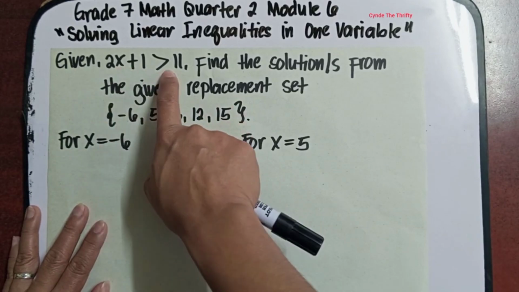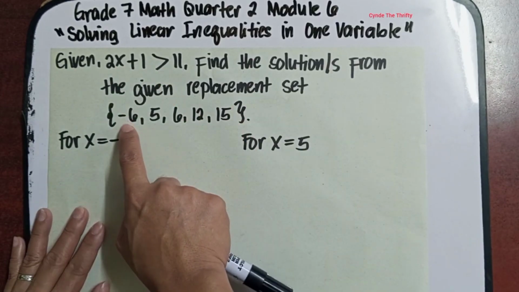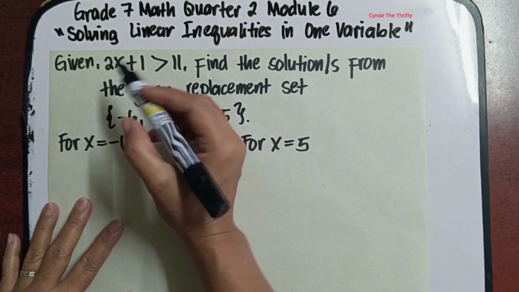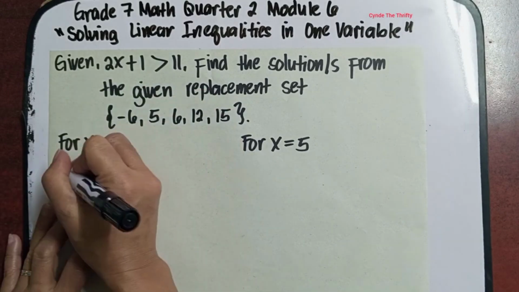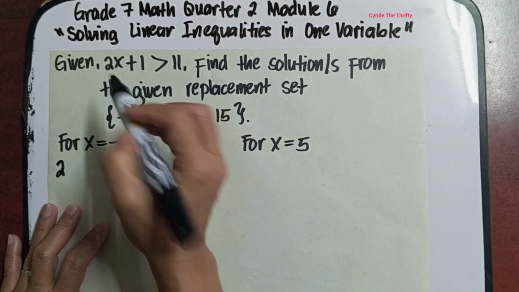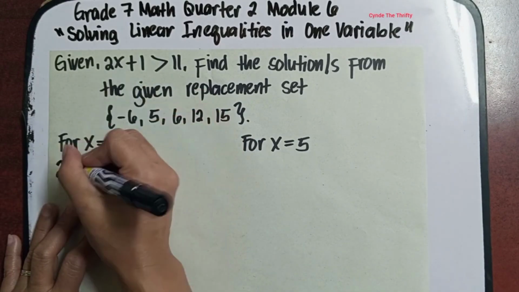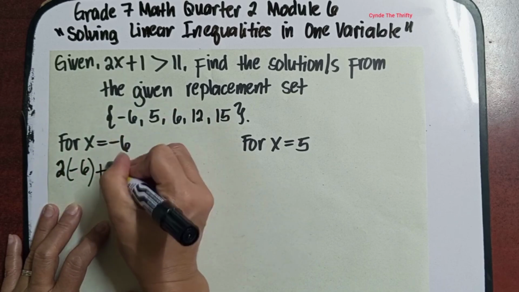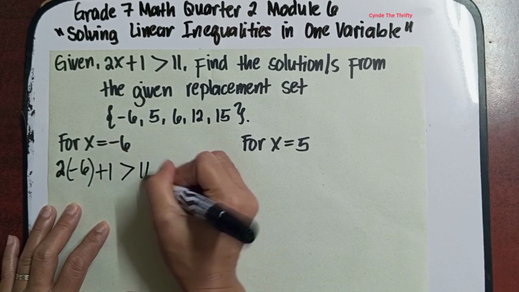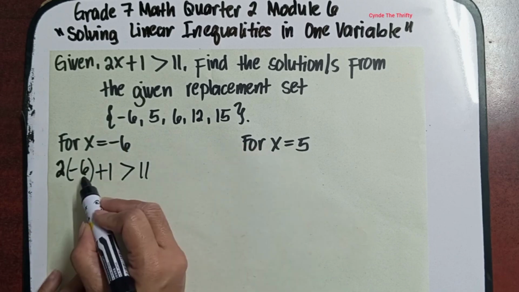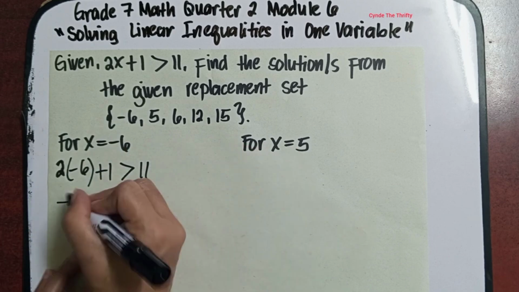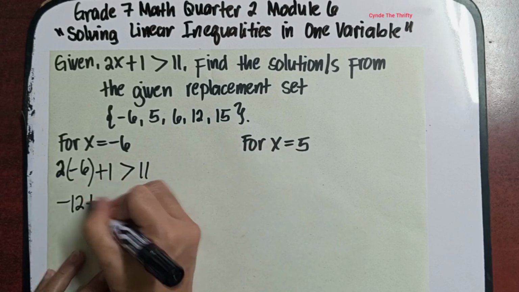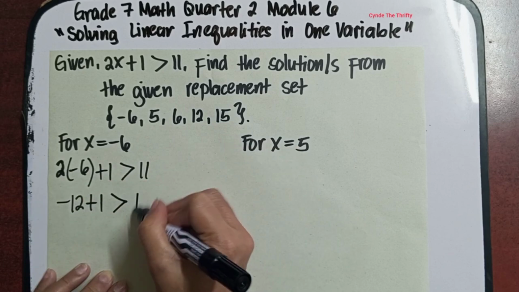ng ating linear inequality. Okay, so first, si negative 6. So kapag negative 6 ang value ni x, ito ang ating linear inequality. So 2 times the value of x na negative 6. So 2 times negative 6 plus 1 is greater than 11. So 2 times negative 6 is equal to negative 12. Kasi positive and negative is negative. Plus 1 is greater than 11.